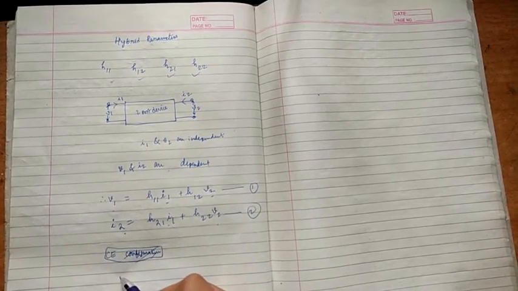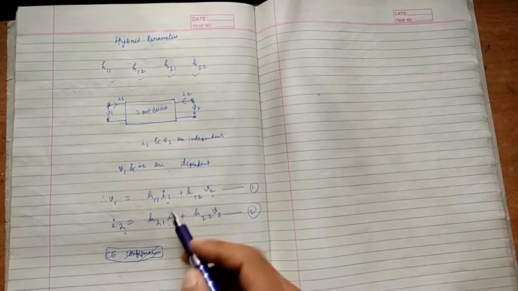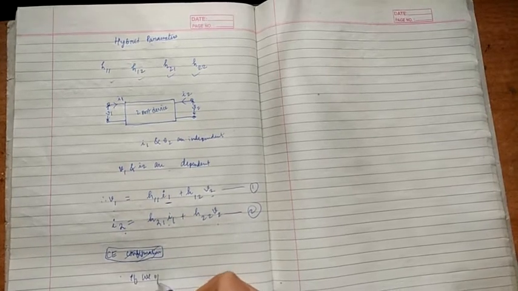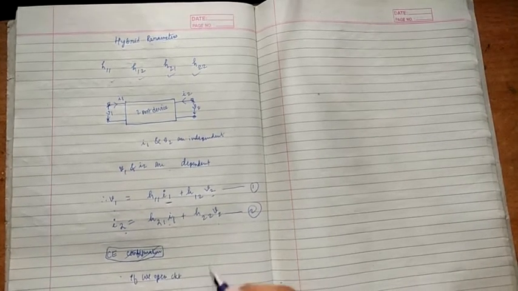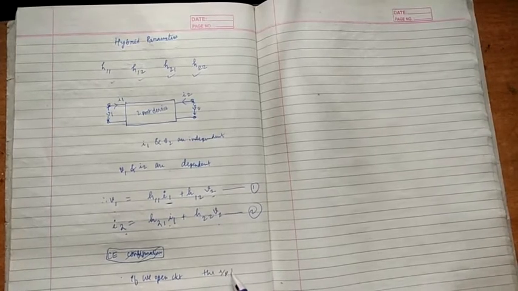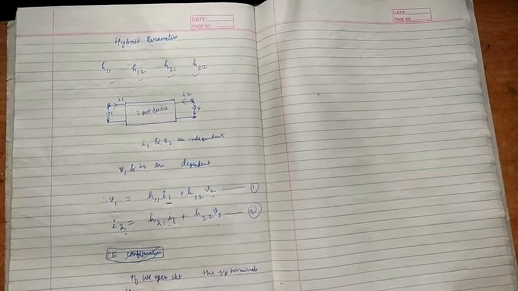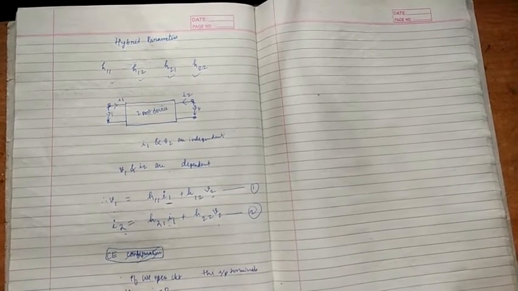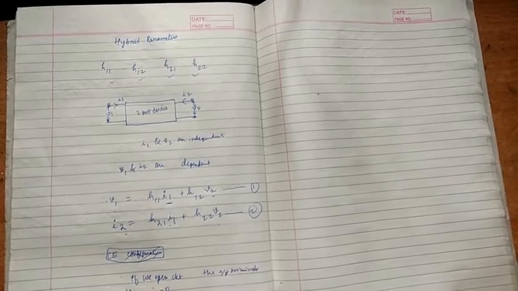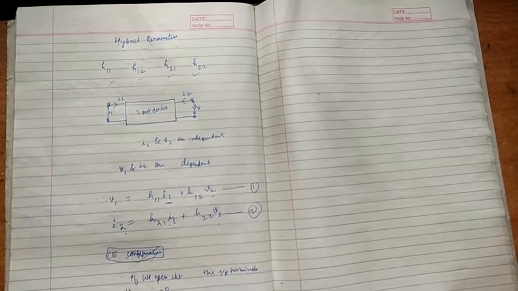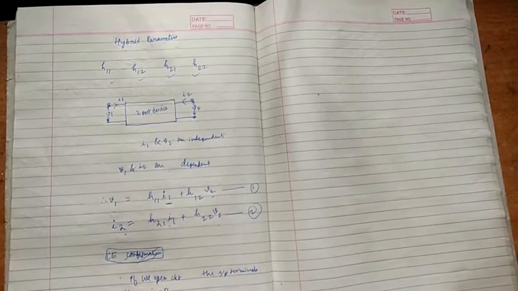अगर अभी हम लोग इनपुट टर्मिनल्स को ओपन सर्किट कर देंगे, if we open circuit the input terminals, then I1 equal to 0. Therefore, equation 1 implies V1 equal to H12 V2. This implies H12 equal to V1 by V2.